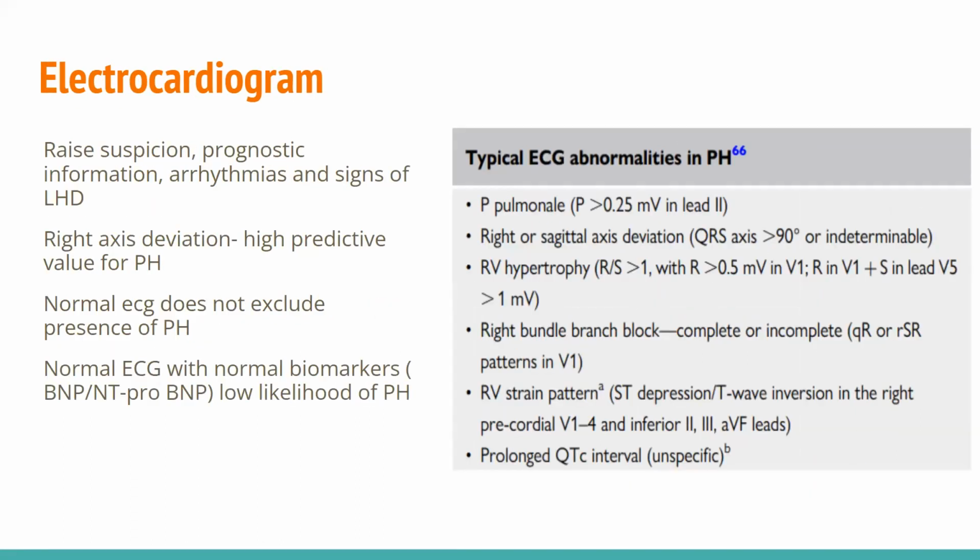Whenever the patient has a normal ECG, it doesn't mean it excludes the presence of pulmonary hypertension. Normal ECG along with normal biomarkers like BNP and NT-proBNP, then the likelihood of having PH is lesser.